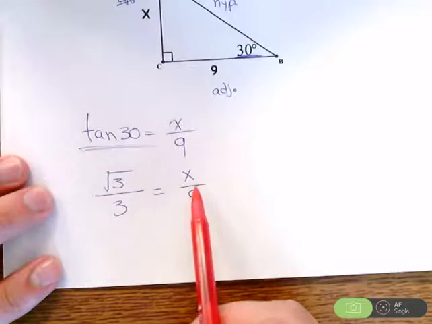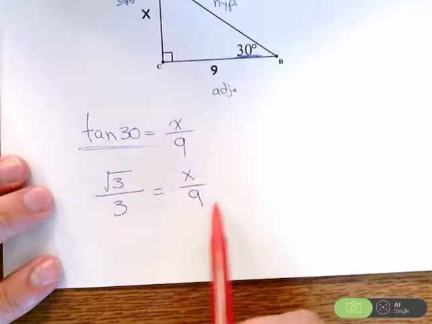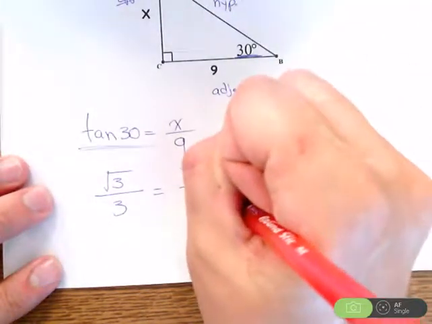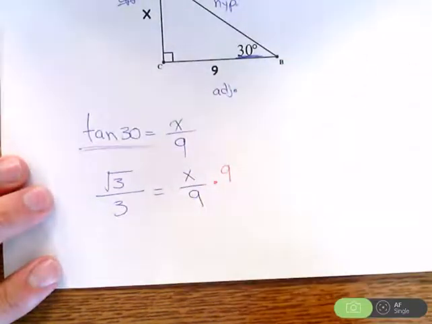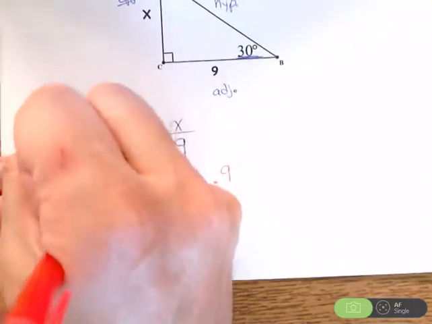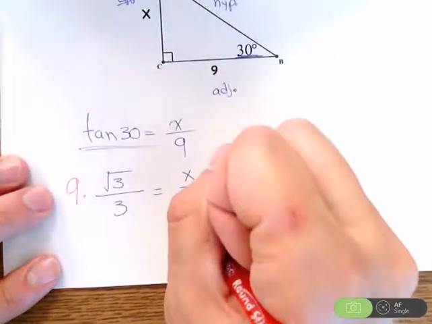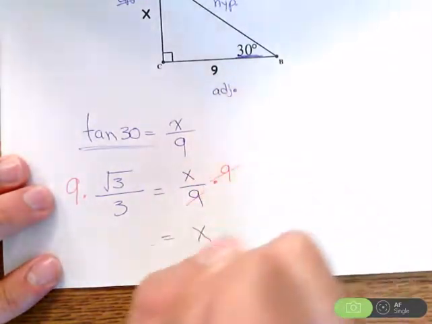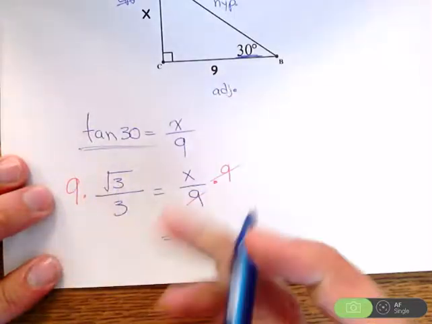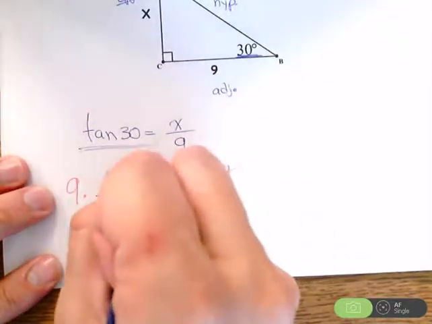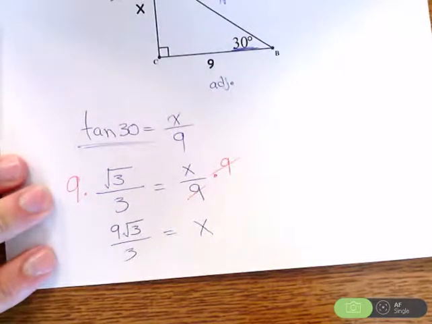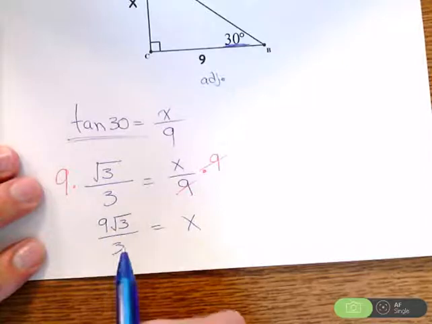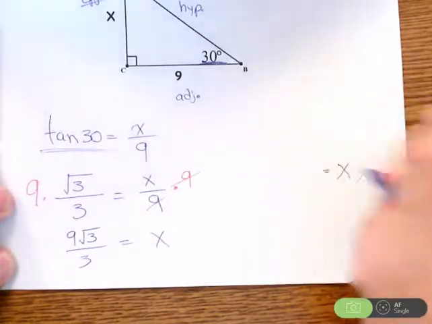If I want to solve for x, that means we've got to get it alone. Right now we are dividing x by 9, so to get rid of the division by 9, we multiply the right side by 9, which means we have to multiply the left side by 9. That means those 9's are gone, and on the left side we're left with x equals, this 9 is going to be on top, the numerator, 9 square root of 3 over 3. Now before I'm done, I want to see if I can simplify this fraction, which we can.